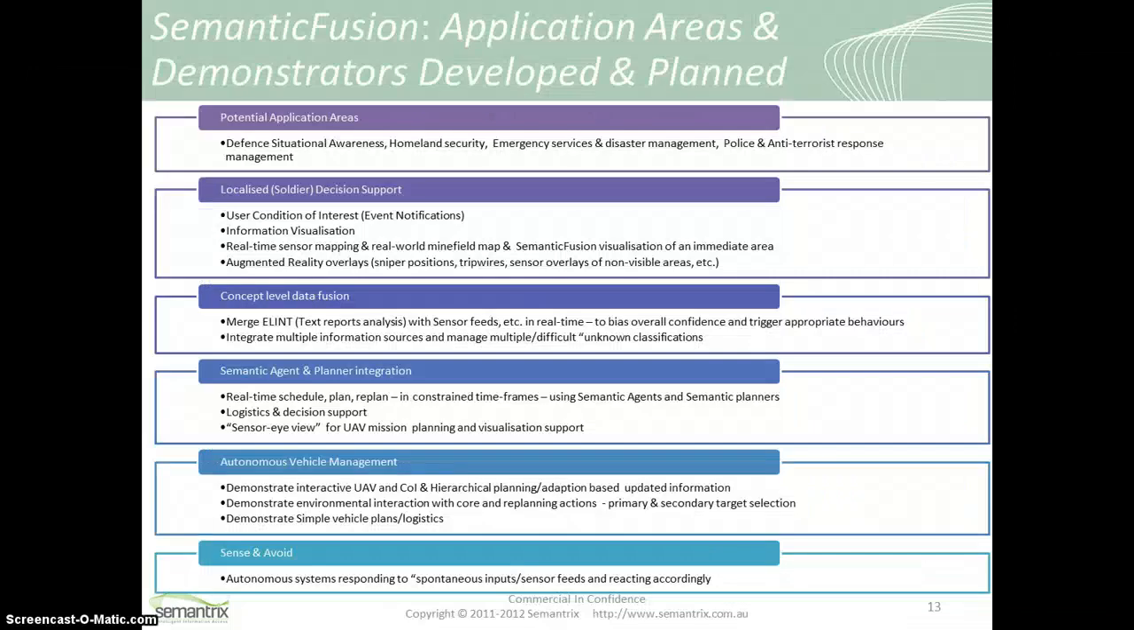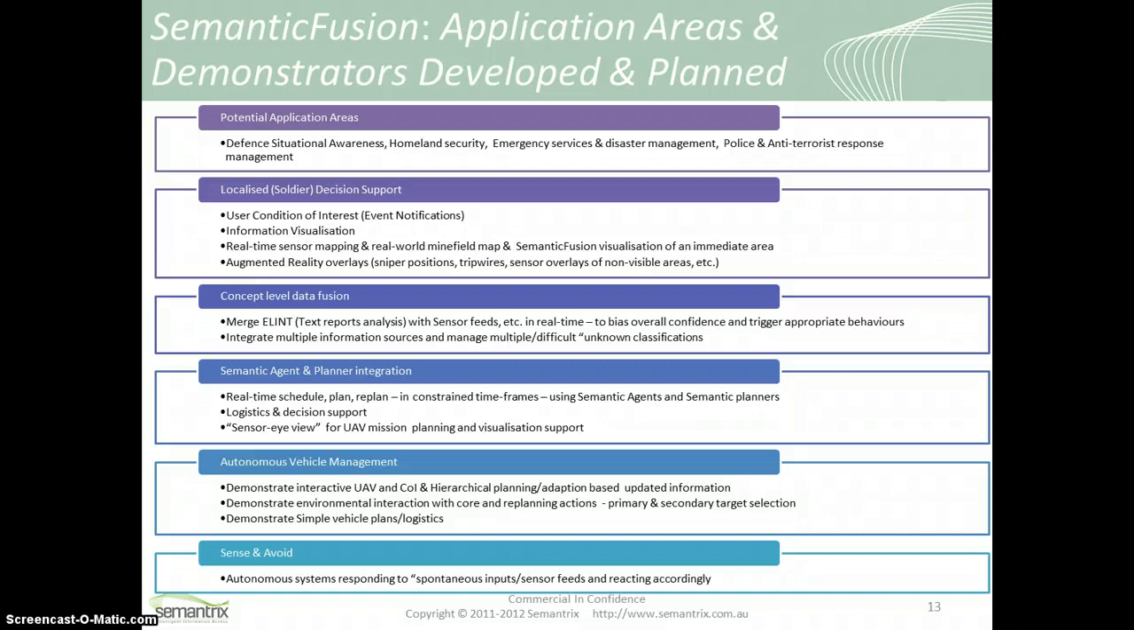So some of the potential application areas for demonstrators: situational awareness for emergency services, disaster police, localized soldier decision support, using conditions of interest, real-time sensor mapping, concept-level data fusion, integration of text and sensor feeds to help bias and improve the confidence in a particular response, semantic agent and planner integration, as we said, autonomous vehicle management. So again, hierarchical planning, adaptation, mission management are all potential outcomes of this system.